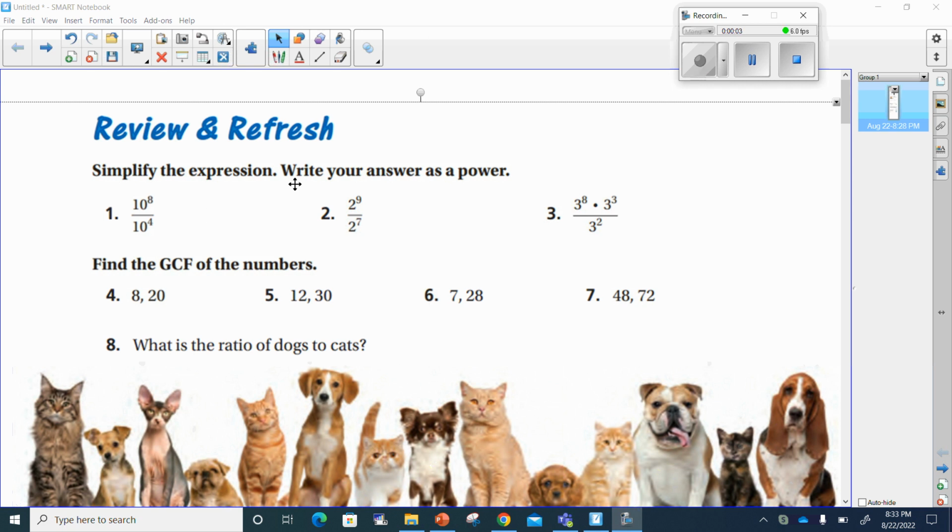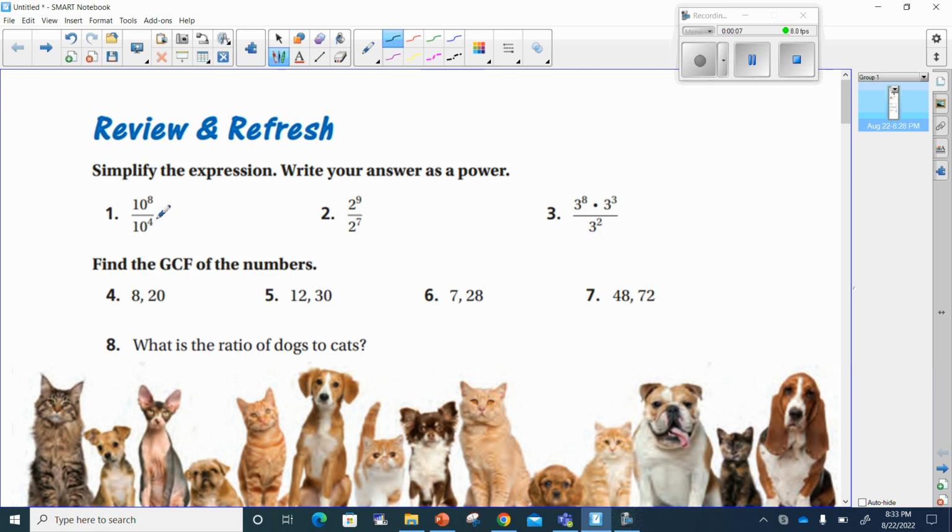It says simplify the expression. Write your answers as a power. All right, this one here we were working on earlier this week. We remember we have 10 to the 8th over 10 to the 4. This is really 10 to the 8 minus 4. And that's going to give us 10 to the 4th power.